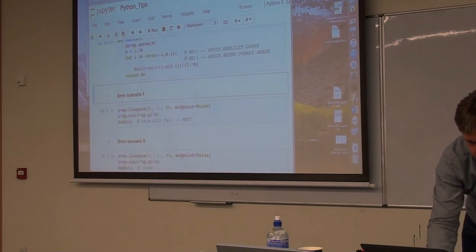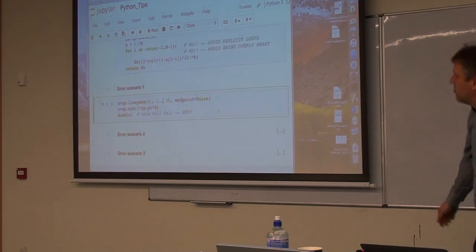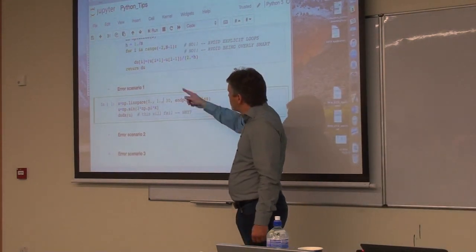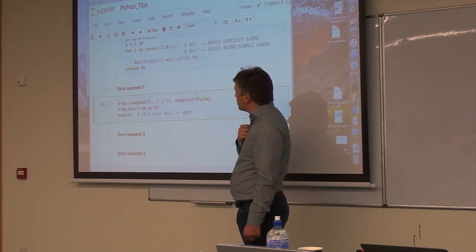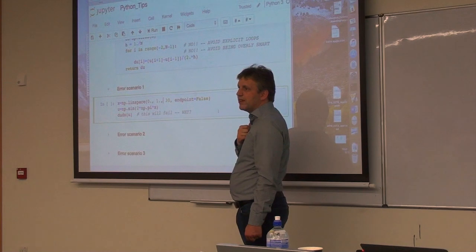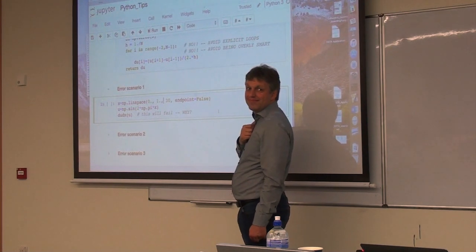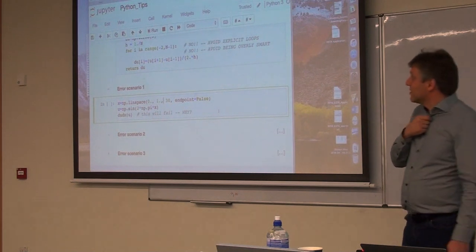So here I have my error scenario number one. I am making an array. I'm filling it with data. I'm calling the function that is supposed to compute my derivative. And what's going to happen and why? Because of the number of elements of the array, it's not the n that you define. Exactly.